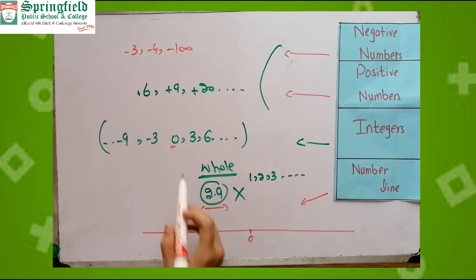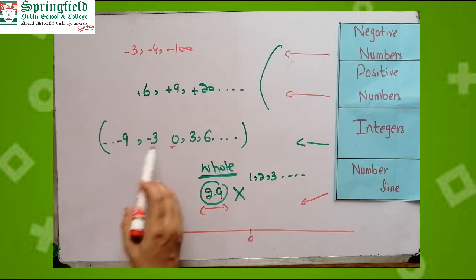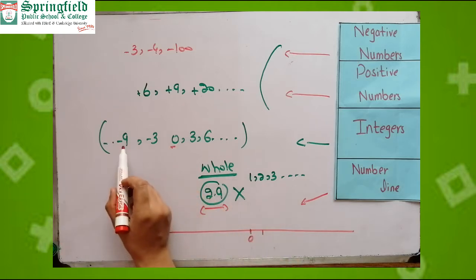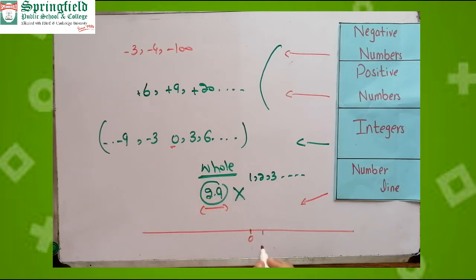And then the positive numbers we will write on the right side of the number line, and the negative numbers we will write on the left side of the number line. So first we will write all the numbers, and the highest number is 9, so we will write 9 positive numbers and 9 negative numbers. 1 2 3 4 5 6 7 8 and 9, and then write down the negatives.